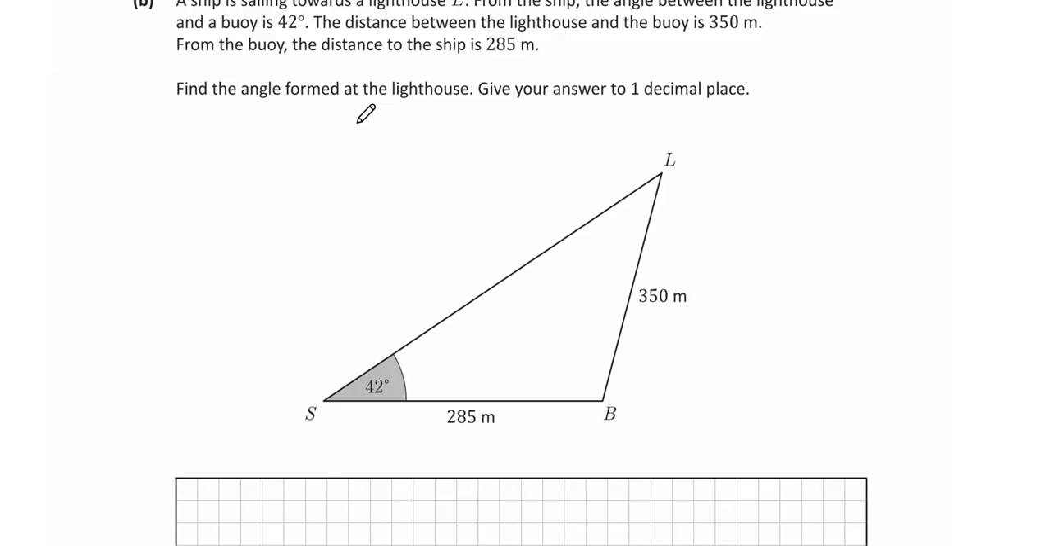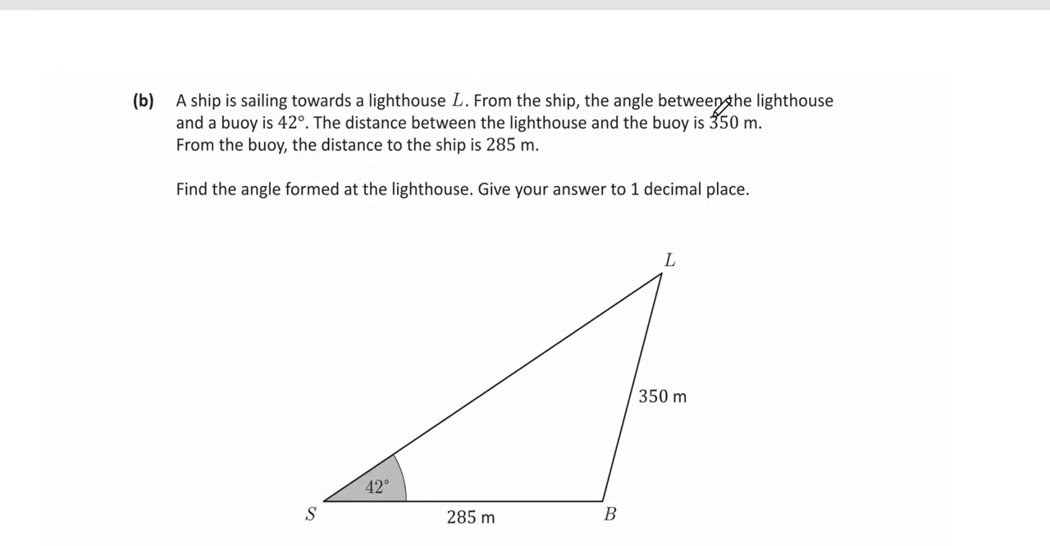So a ship is sailing towards lighthouse L. From the ship, the angle between the lighthouse and a buoy is 42 degrees. The distance between the lighthouse and the buoy is 350 meters. From the buoy, the distance to the ship is 285 meters. Find the angle formed at the lighthouse. So basically this angle here.